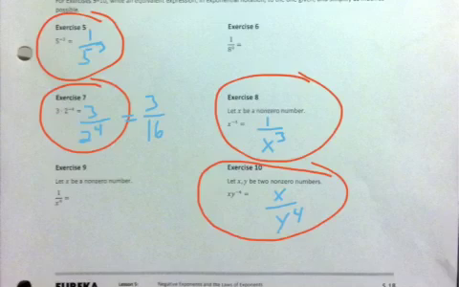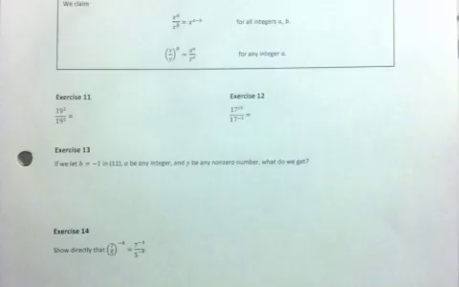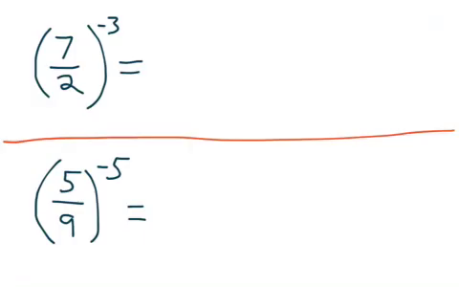Okay, so go ahead and check your answers. This is just a review of what we've been talking about over the past couple of pages. So the first one is 1 over 5 to the third. Exercise 7 is 3 over 2 to the fourth, and I just changed 2 to the fourth to 16 because I'm starting to become familiar with my powers of 2. Exercise 8 is 1 over x to the third. The x drops down to the bottom. And finally, x over y to the fourth. Okay, moving on.